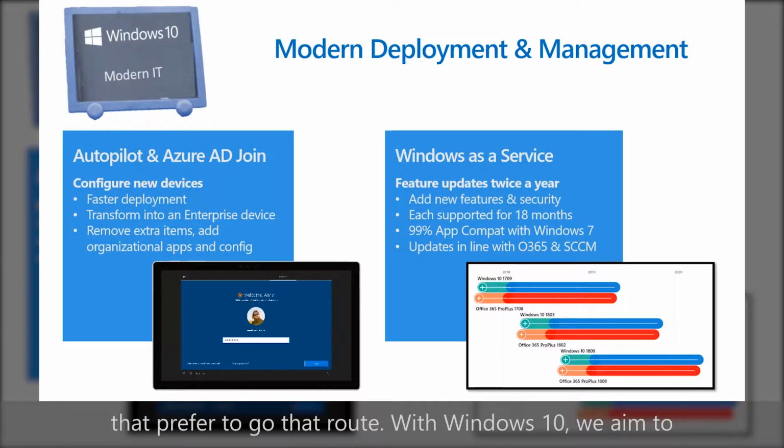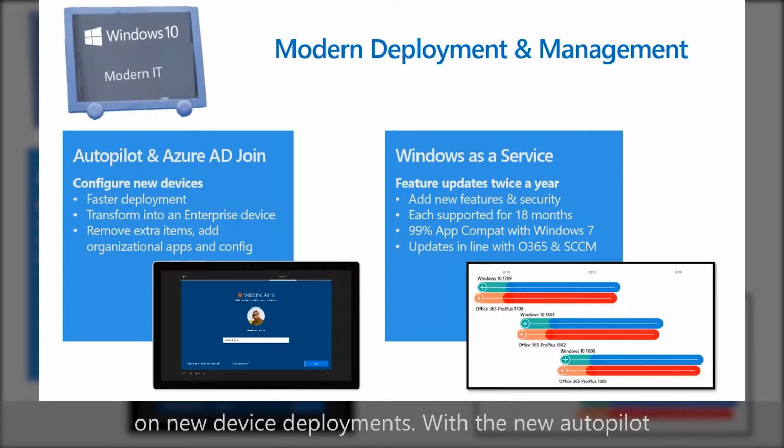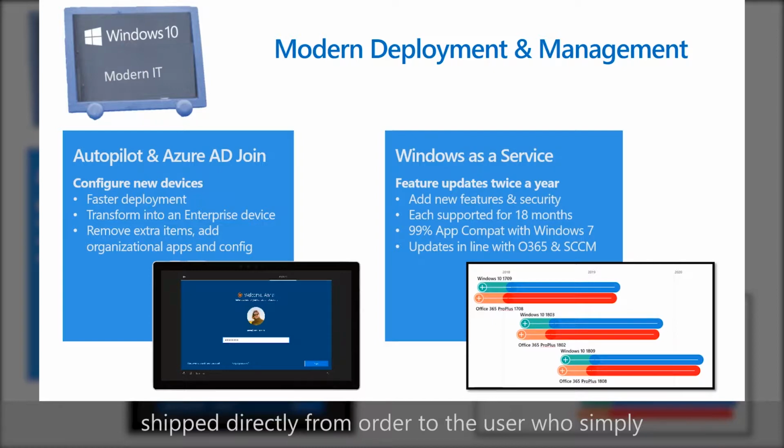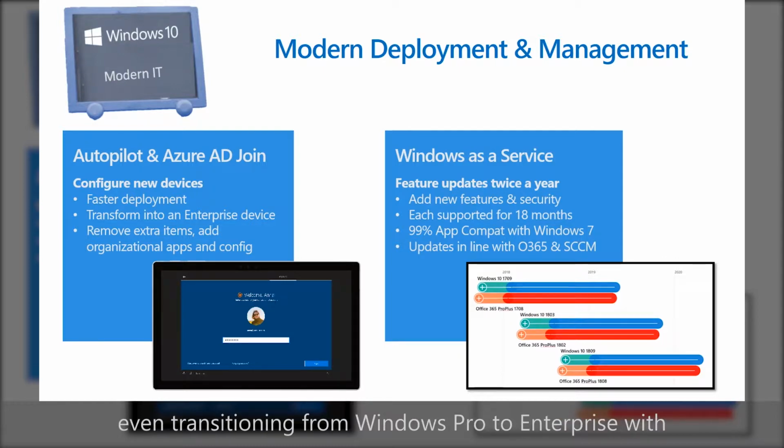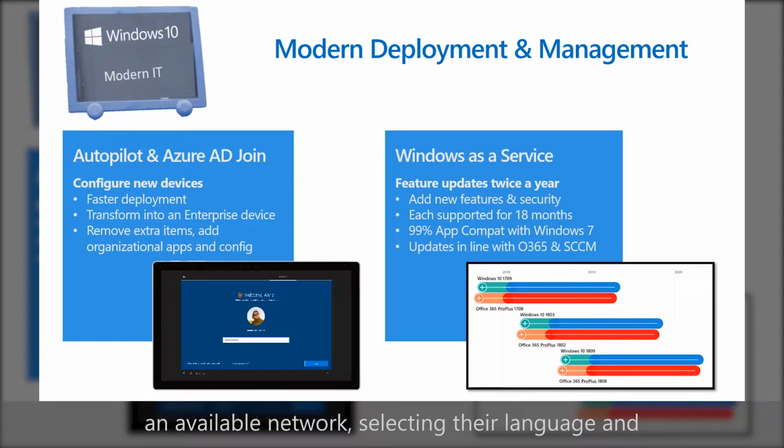With Windows 10, we aim to move away from wiping and reloading, and this includes on new device deployments. With the new Autopilot feature, it makes it much quicker and easier to upgrade a new machine and set it up for use. A device can be shipped directly from order to the user, who simply connects to a network and enters their user credentials. The machine can then be enrolled into a management tool such as Intune and security policies applied. Then standard configuration tools allow it to be configured, apps installed, policies and customizations delivered, even transitioning from Windows Pro to Enterprise, with next to no input from the user aside from connecting to an available network, selecting their language and entering their username and password.